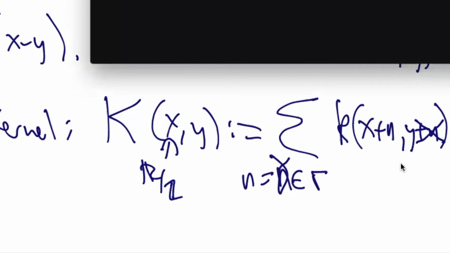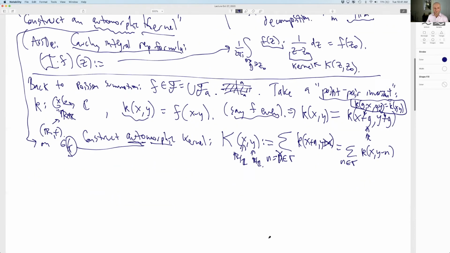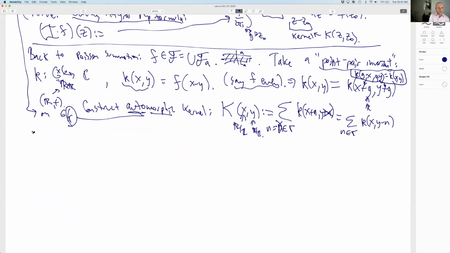You can move the n to the other side. Beautiful. This is also a sum over n in gamma of k of x, y minus n, because I can move the n to the other side. And of course, the negative integers also run over the integers as n runs over the integers. So this is also a function that's invariant under R mod Z. So now we have created an automorphic kernel. So k, our automorphic kernel, is a function from G mod gamma cross G mod gamma to C.